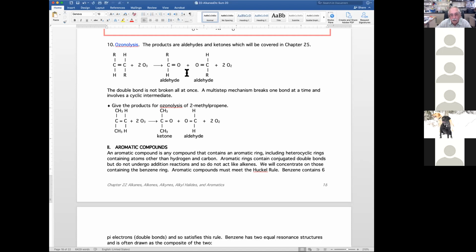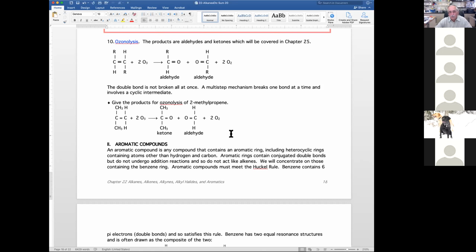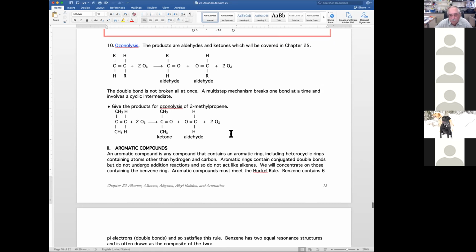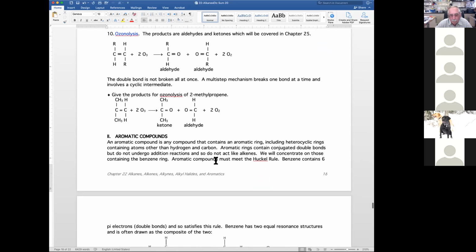And in chapter 25, we will learn about aldehydes and ketones. This is an aldehyde because you have this carbon double bond to oxygen and then hydrogen. Same here. Okay. So here's another example over here. So questions about any of these reactions over here?